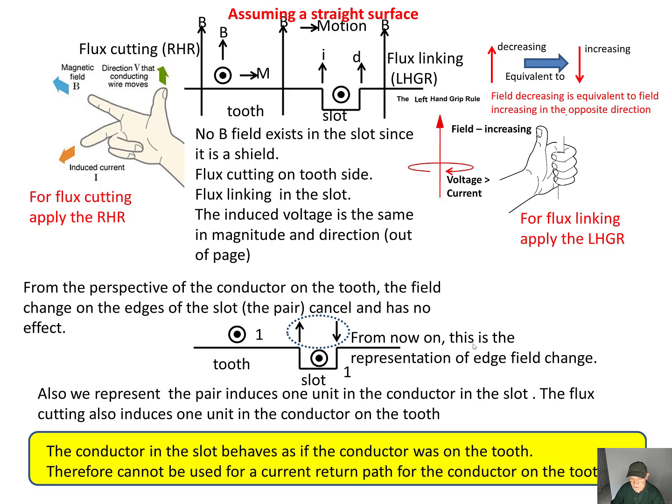From now on, this is the representation of edge field change. When we look at the pair of edge field change, it induces 1 unit. Also the pair induces 1 unit in the conductor in the slot. The flux cutting also induces 1 unit in the conductor on the tooth. The conductor in the slot behaves as if the conductor was on the tooth. Therefore it cannot be used as a current return path for the conductor on the tooth. I wanted to use the slot, thinking it would shield as a return path for the tooth, but it can't because it induces a voltage in the same direction.